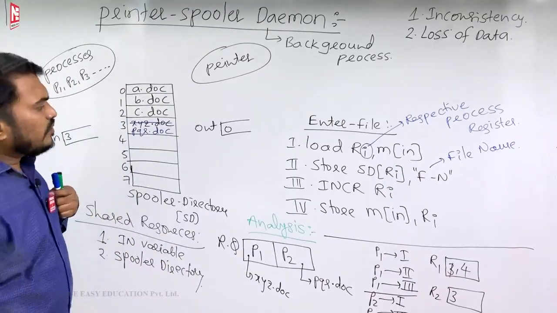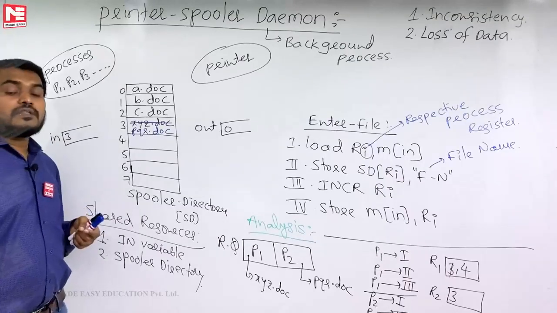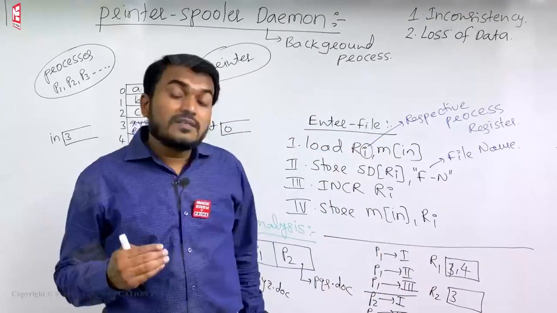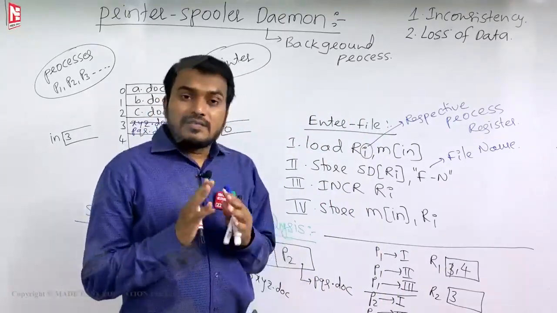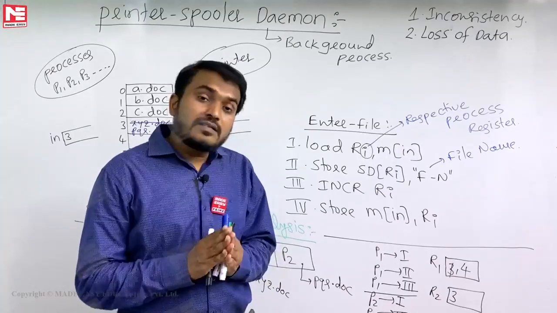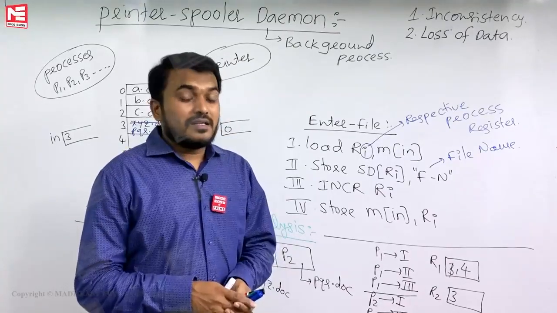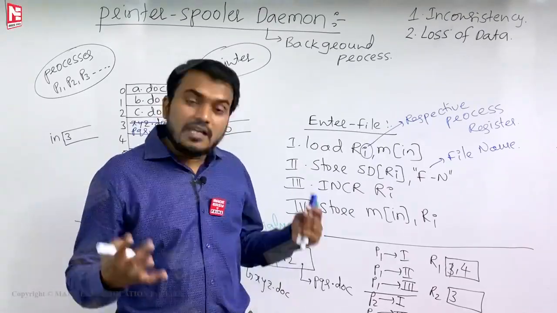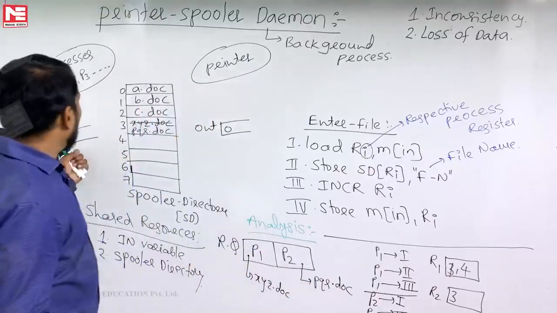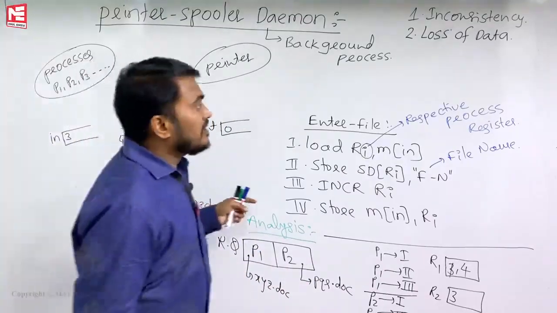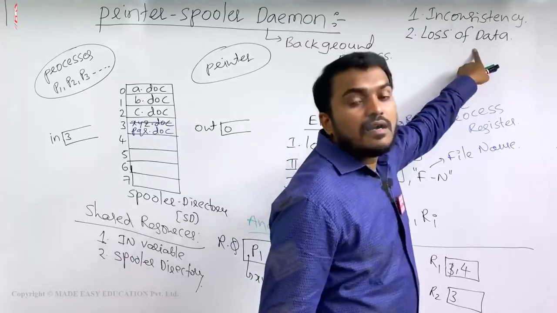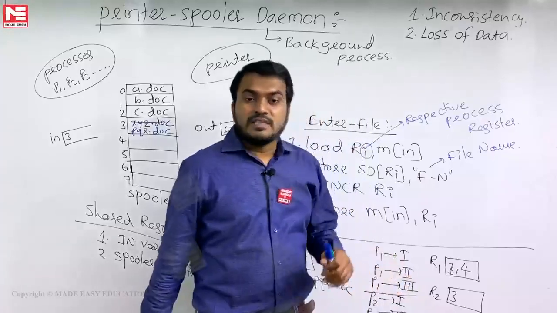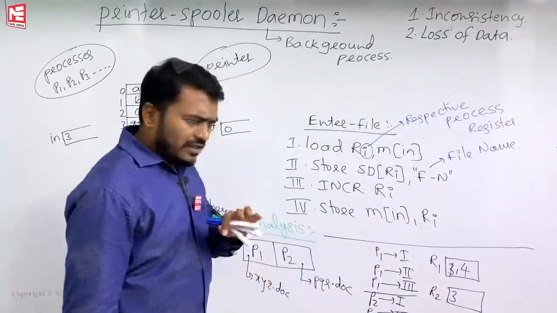Now what is the problem here? The first problem. Loss of data. See why this problem is coming? Remember, processes are not properly synchronized while sharing the common variable in. That is the reason it is leading to the problem of loss of data. Is the point clear? I'll give the notes, don't worry.